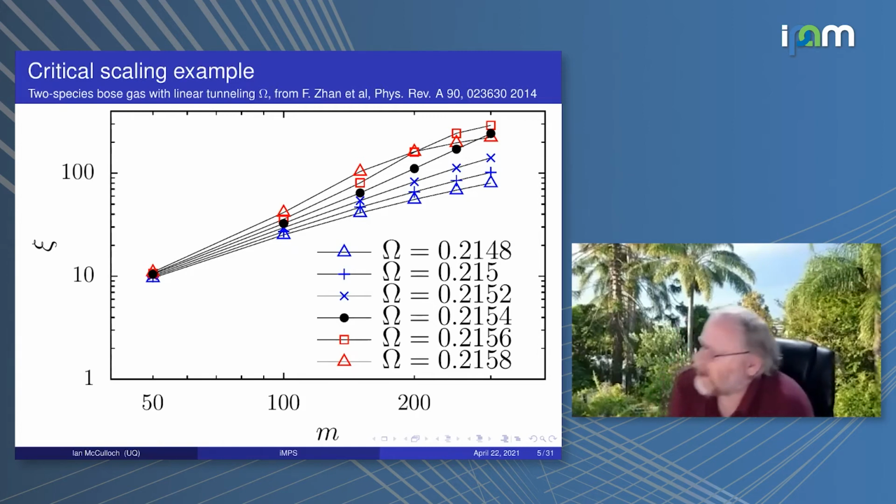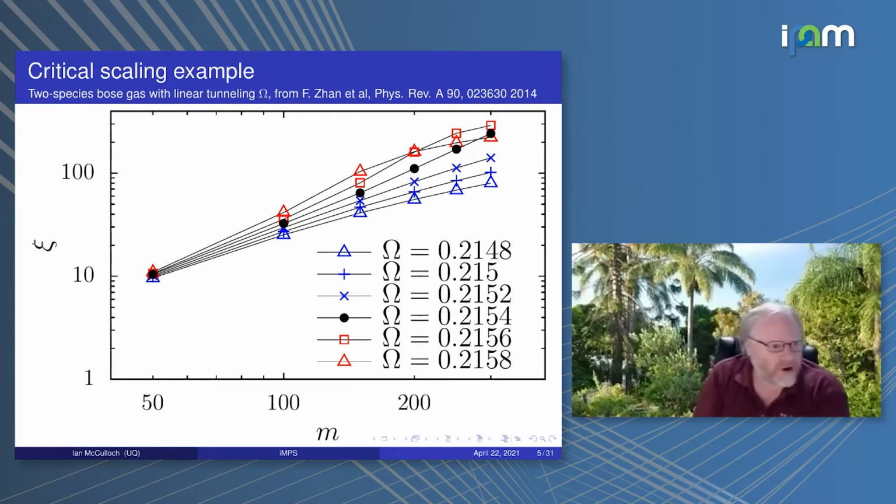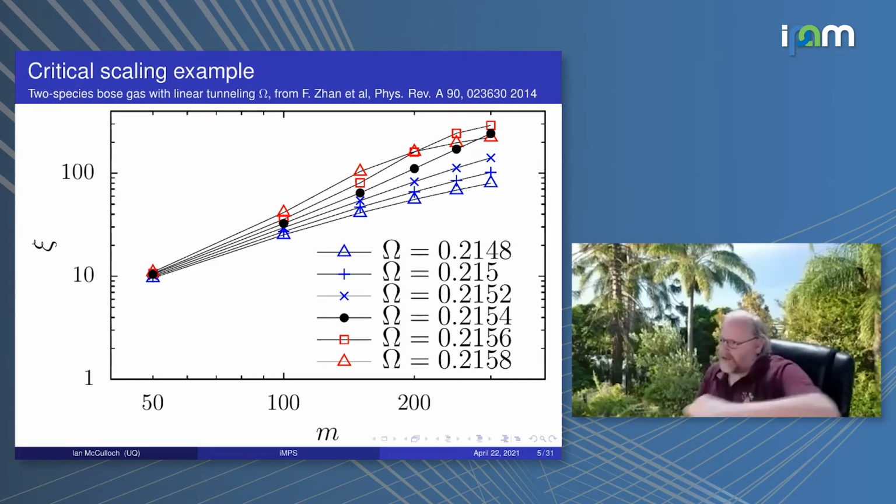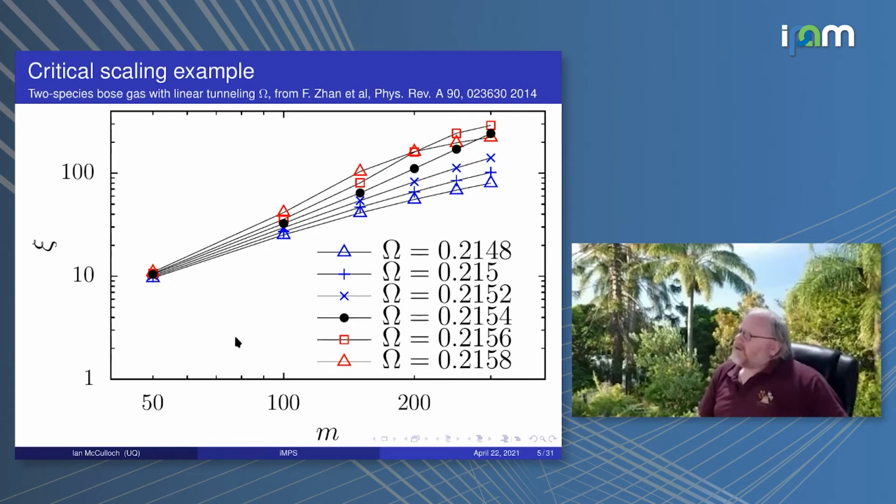This actually isn't an Ising model, it is an Ising-like transition, but it's the first example I could find on my hard drive. This is a two-species Bose gas that has an Ising-like transition as we adjust the tunneling between the two different species. Here the correlation length is plotted on the y-axis and the bond dimension on the x-axis on a log-log scale. As we tune right to the critical point, the black dots, we get exact power law scaling between the bond dimension and the correlation length. If we detune slightly away from the critical point, we're in a gapped phase, so our correlation length saturates, which we see as a turning over of the curve on the log-log scale.